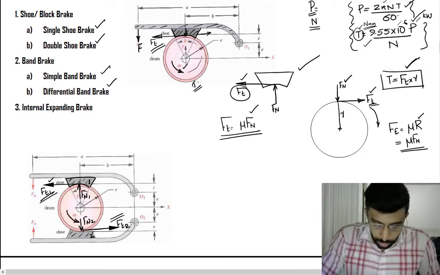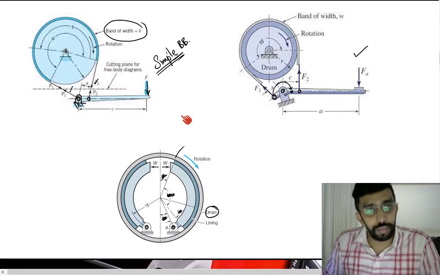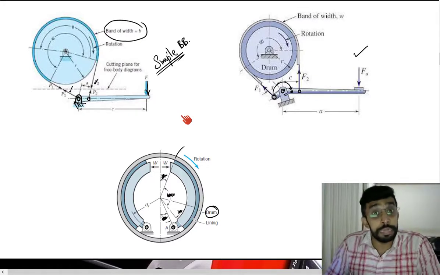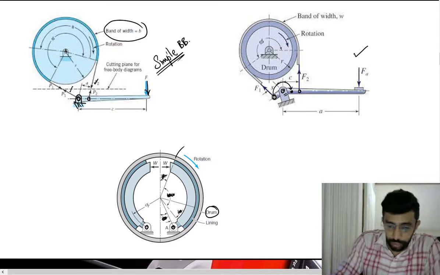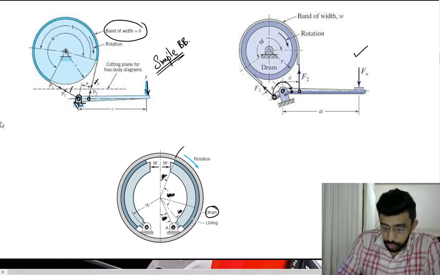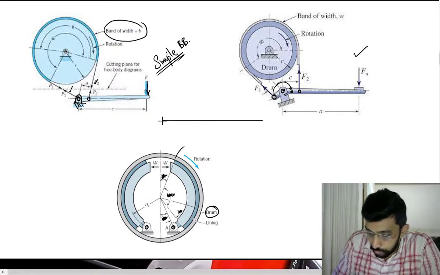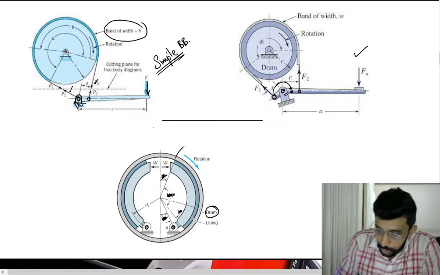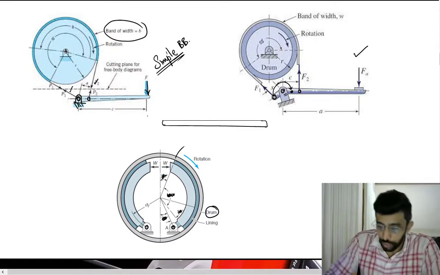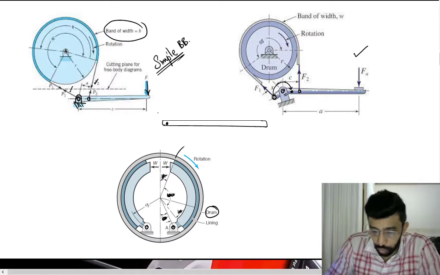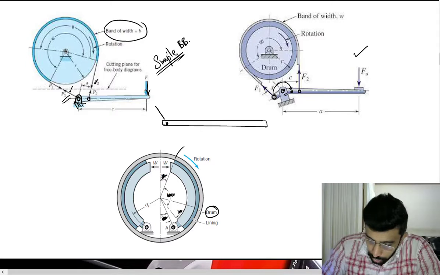Now let's look at the case of a band brake. Here also we are bothered about the forces acting on the lever, not on the band or the drum. So if you take the case of a simple band brake, say this is the lever, and you have a fulcrum here and one end is being connected here.